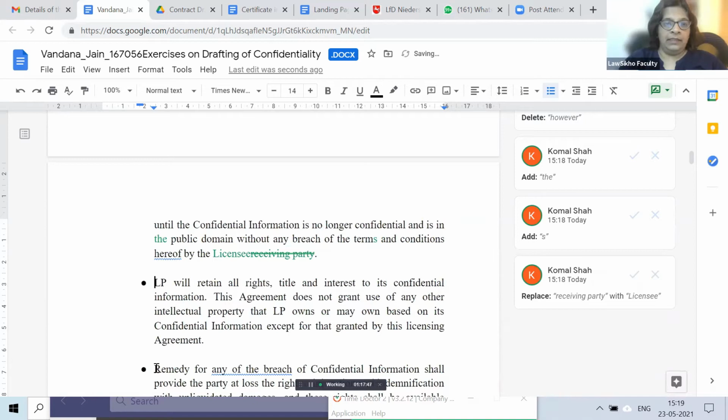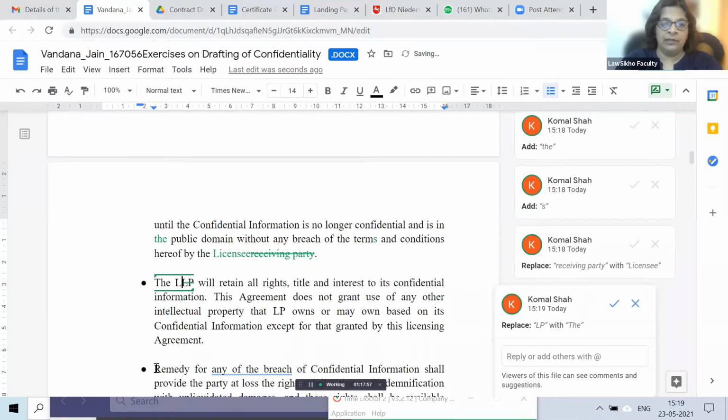The licensor will retain all rights, title, and interests to its confidential information. Actually, it will be intellectual property.